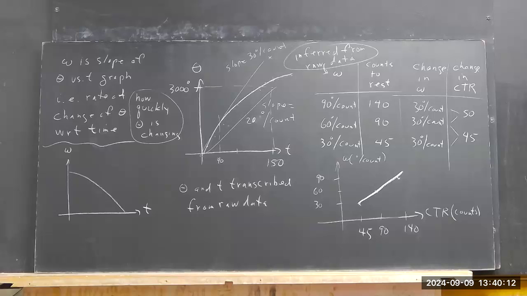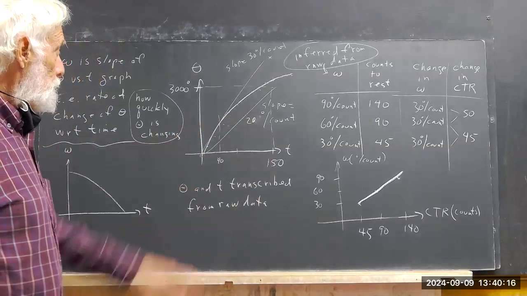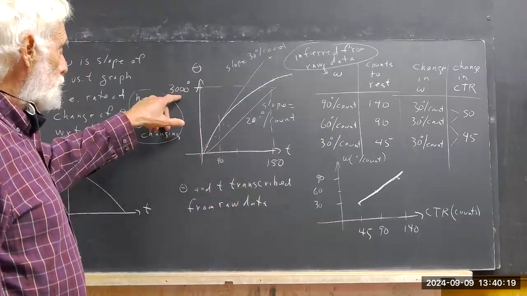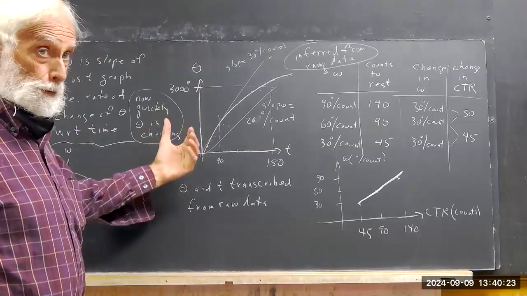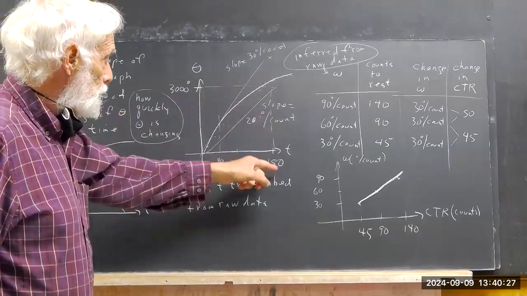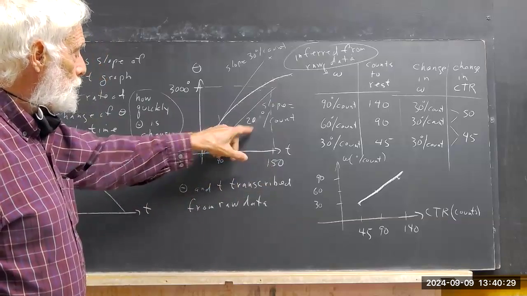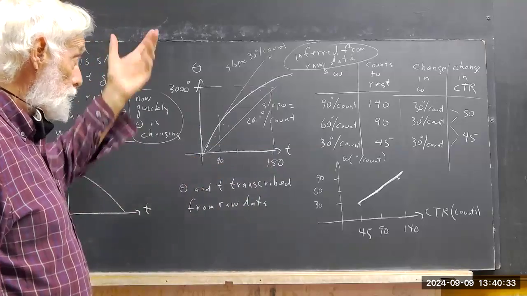Okay, now I'm not sure how much of that I recorded. I think I was recording when I did this. If you got a theta versus t graph at 3,000 degrees here, 150 seconds here, and the origin's at 0, 0, then you can draw a rectangle right here, and the slope is 20 degrees per count, the rise is 3,000 degrees, that is 150 degrees.